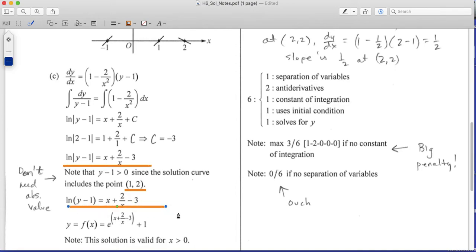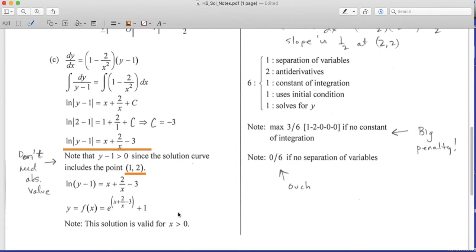I can make it just a set of parentheses because I know now that y minus 1 has always got to be positive for this particular solution. So after I know that, how do I get rid of ln? Well, e to the both sides. And then once I e to the both sides, I'll have y minus 1 equals e to this monster. And then I just add 1 to both sides, and I've got y on its own. So this is the solution. This is what we would call the particular solution. It's the solution of the differential equation subject to the initial condition.